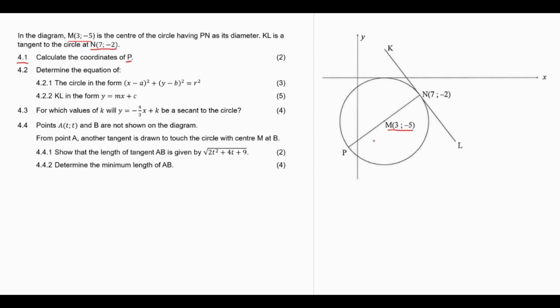So to calculate the coordinates of P, we can use the midpoint formula because M is the midpoint of PN. So we can find x at P and y at P using the midpoint formula. According to the midpoint formula then, x at P plus 7, divided by 2, must give us 3, the midpoint.